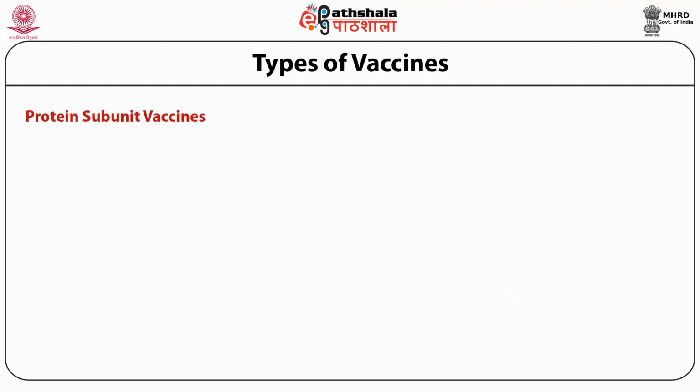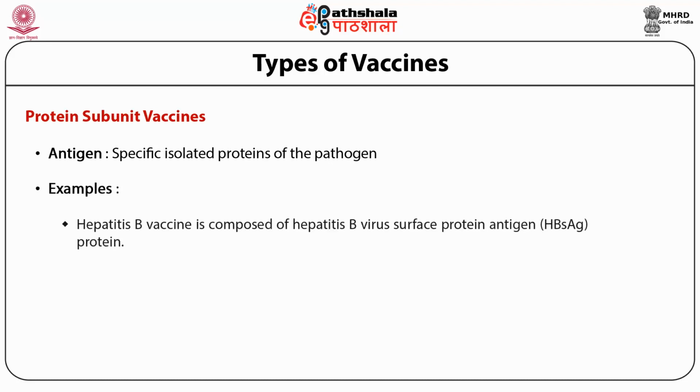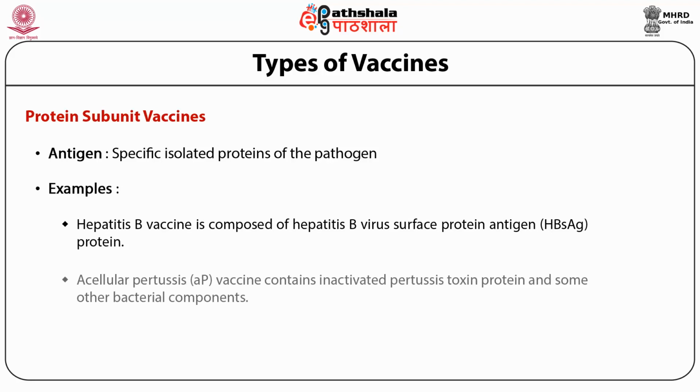Protein subunit vaccines. So these include certain specific proteins which have been isolated from the pathogen and show antigenic properties. For example, hepatitis B vaccine is composed of hepatitis B virus surface antigen. Then acellular pertussis contains inactivated pertussis toxin protein and some other bacterial components.